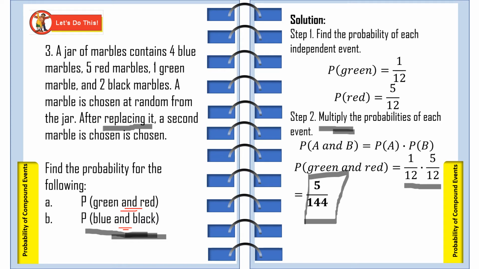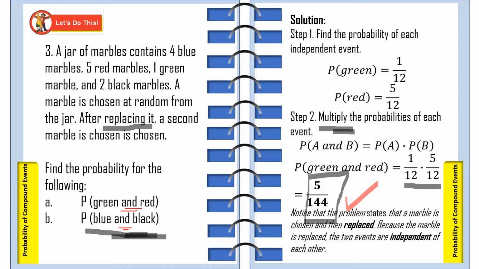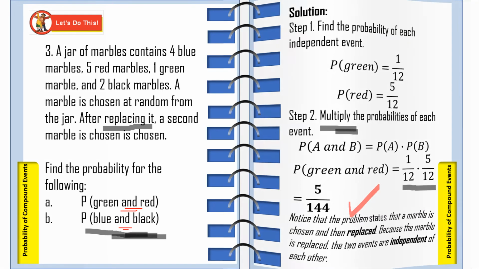But in this case, wala kasi. Kaya you just multiply. Kaya ang final answer natin is 5 over 144. Okay? So, ganun siya. So, kapag n, minumultiply natin. Okay? So, take note that the problem states that a marble is chosen and then replaced. Because the marble is replaced, the two events are independent of each other. So, yun yung pinapaalala ulit like what I said kanina. Okay? So, next, let's have the last.